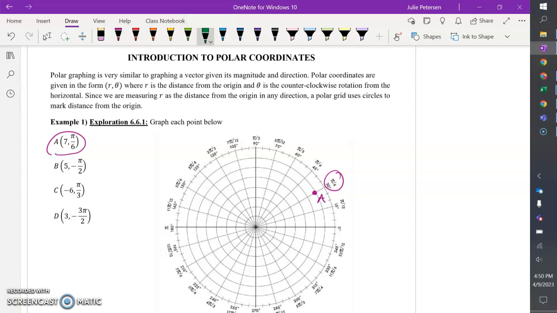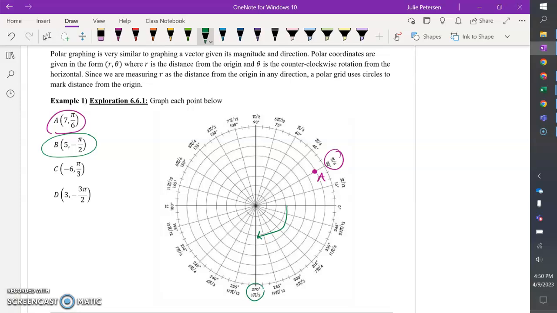Let's take a look at point B. Now notice the angle this time is negative, meaning we're going to rotate clockwise. So I'm going to go to negative pi over 2, which would be down this way, which is the same thing as 3 pi over 2. So once we're oriented toward that angle, we're going to go 5 circles out. So 1, 2, 3, 4, 5. We'll go ahead and call that point B.